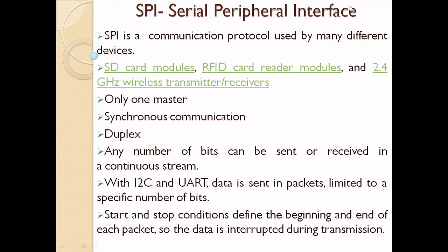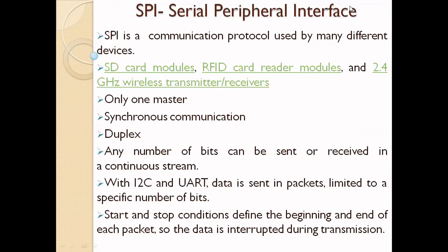Next, it is called a synchronous communication. Synchronous communication means that if you give one clock pulse, that is enough. Continuously, we can send the data. But in the I2C bus and UART, first you have to give the start bit. After that, you have to give the address. Next, you have to send the first data, then the second data, like that. But here, it is not like that. If you give one clock pulse, after that you can continuously send the data. That is called synchronous communication.